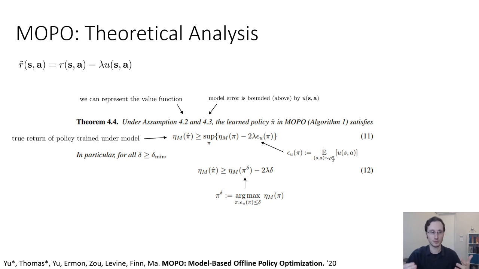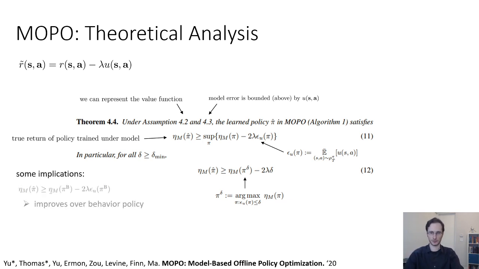So this is under the true MDP, but it's saying you're going to find the best policy under the true MDP that doesn't visit states where the model would have made mistakes. And this result says that the policy we learn with model-based RL will be at least as good as that policy minus an error term that scales as 2 times lambda times delta. So this basically shows that we'll get a good policy within the support of our data.